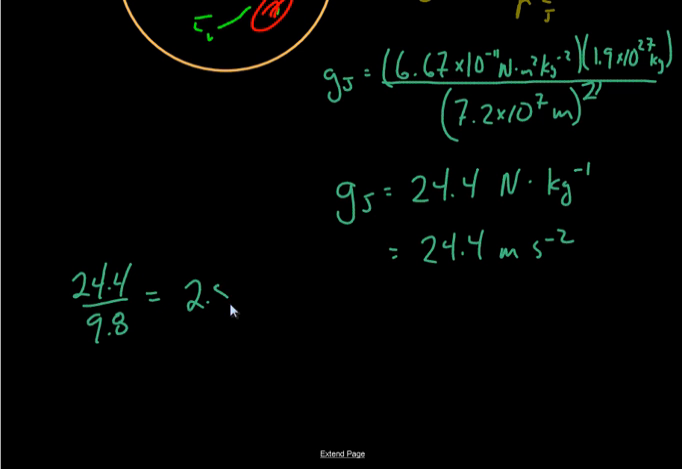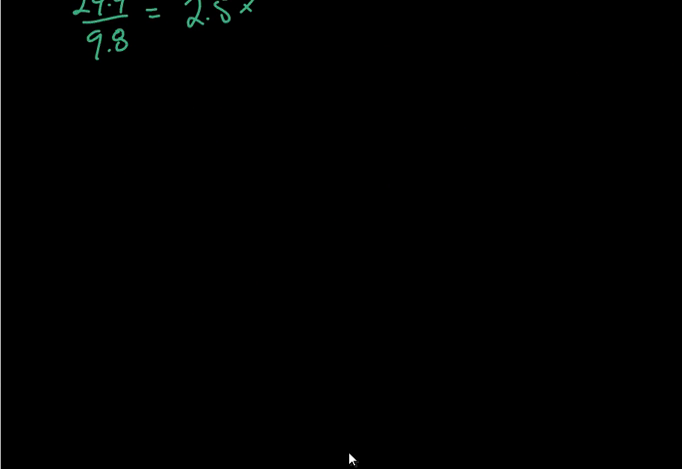About 2.5 times. Okay, so you might be wondering, how is it that we can, from Earth, estimate what the mass of a planet is? There's a few ways to do it, but one way is to look at something orbiting that planet. So we're going to take Mars as an example.